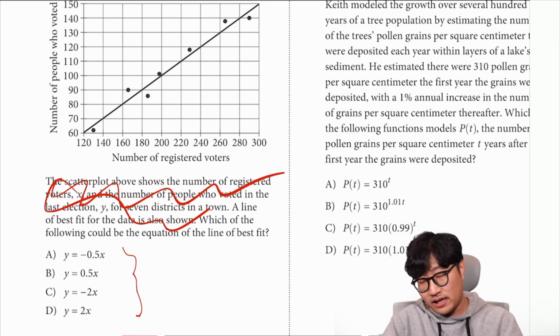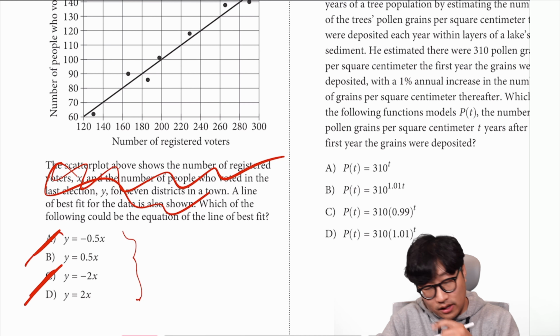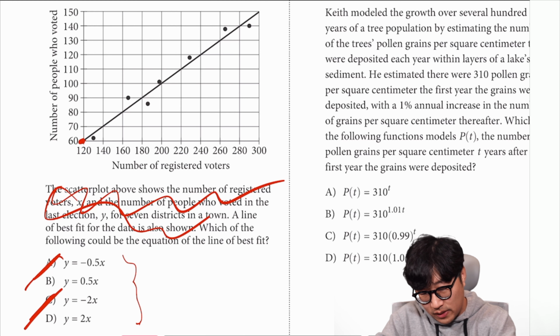So let's just go ahead and find the slope. First of all, it's going up. So why would it be a negative slope, right? And then let's just pick 2 points. Just grab that and grab that.